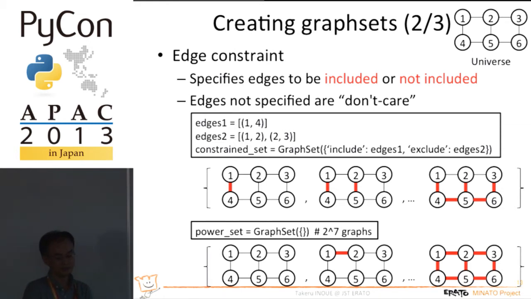An empty dict means no constraint. No constraint is given, and so the new graph set object includes all possible subgraphs on the universe. In this example, the universe has 7 edges, and so 2 to the 7th power of subgraphs are stored in the new object. This is a so-called power set of edges.